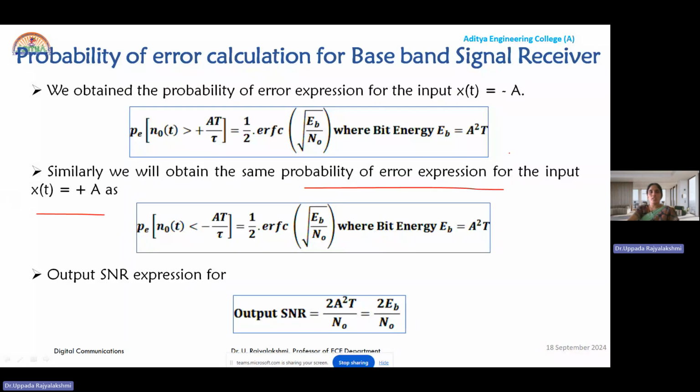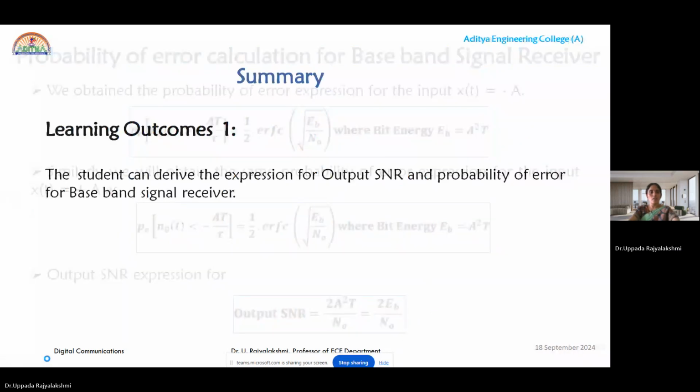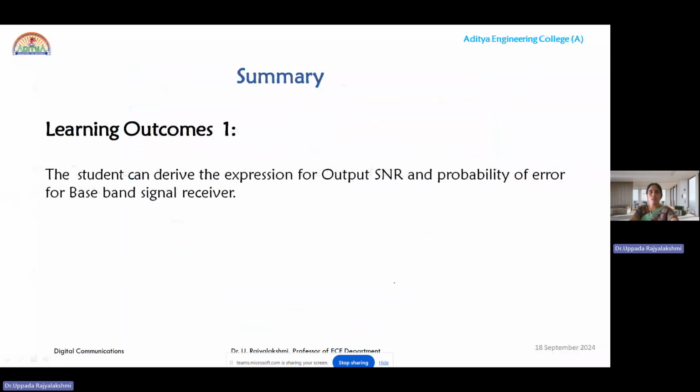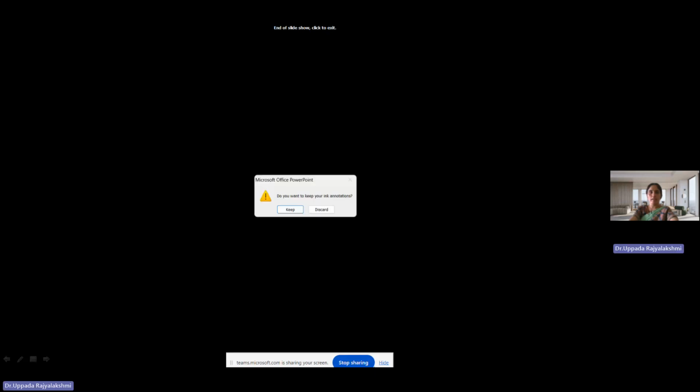So in this module, we learned the probability of error calculation as well as the output and SNR expression for the baseband signal receiver. In the next module, we can continue with the probability of error and output SNR calculation for the optimum filter. Thank you for listening.